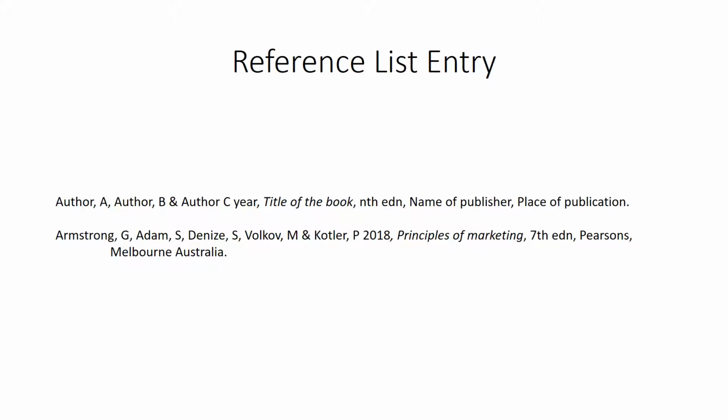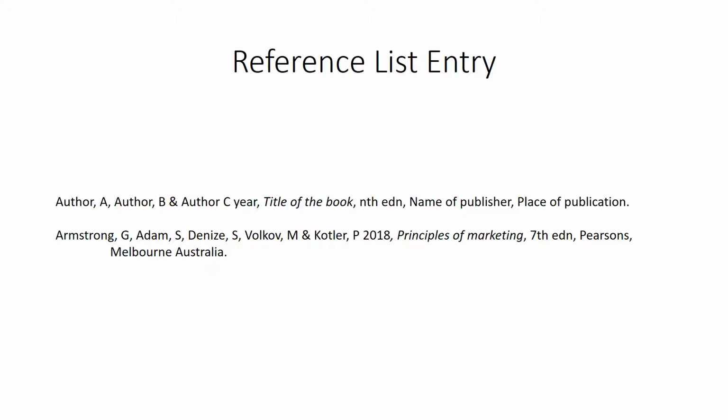So now that you have found all of the information that you need for this reference list entry by looking at the library catalogue if you wanted to, the front cover of the book, the dedications by the authors to their family and friends, which gave us their first names that we needed for the initials, and the small print on the inside page at the beginning of the book, sometimes called the frontispiece, you can now put this reference list entry together. So we have author's name, first author, Armstrong G. Second author, Adam S. Third author, Denise S. Fourth author, Volkov M. And the final author, Kotler P.